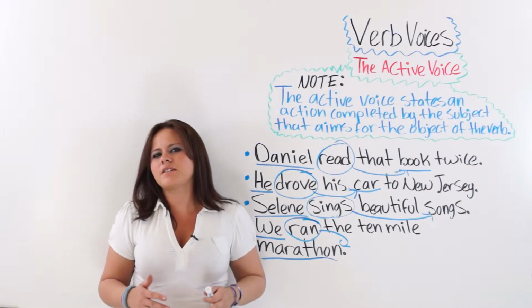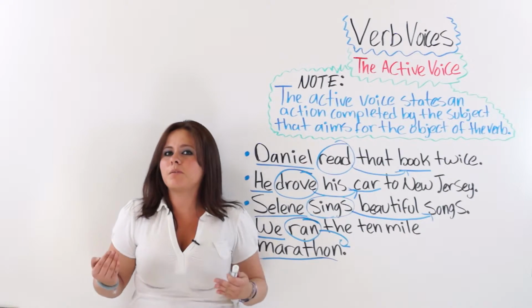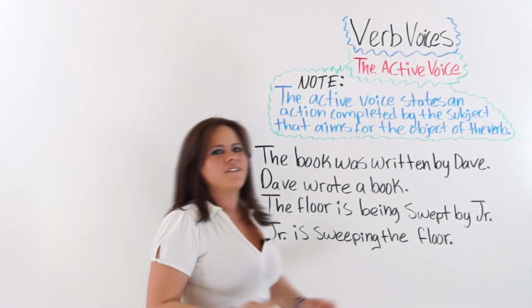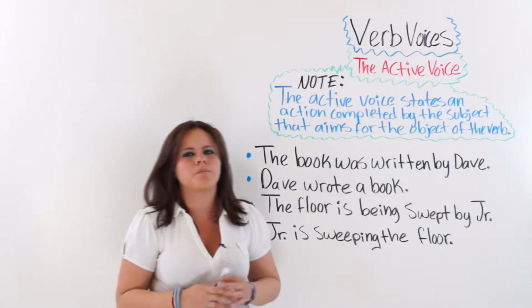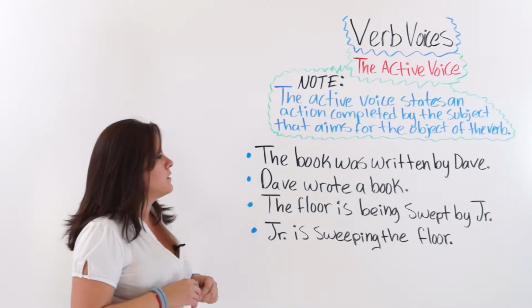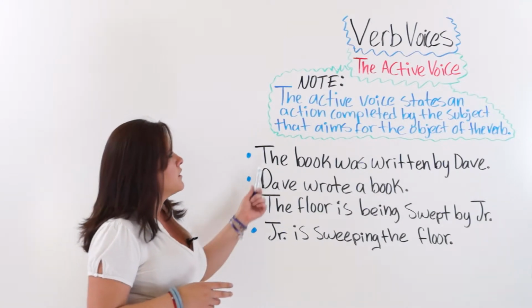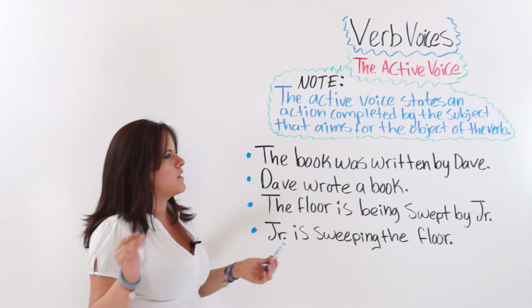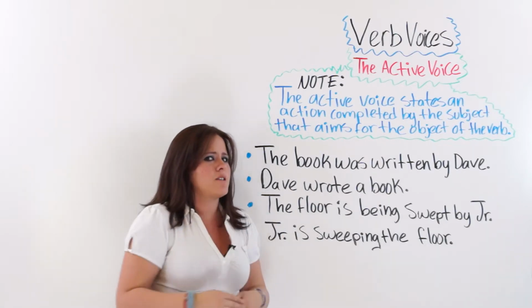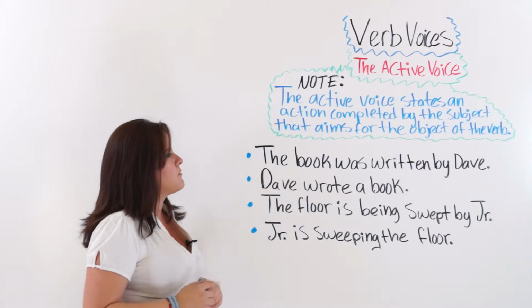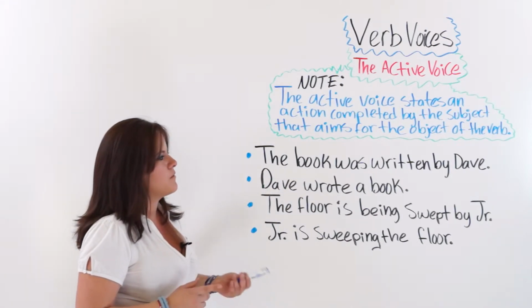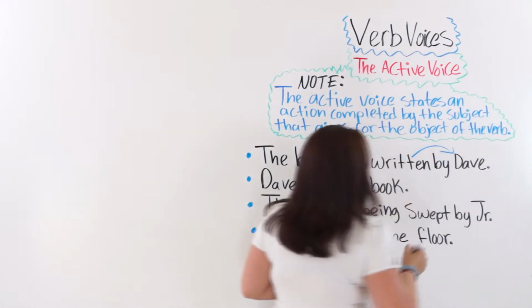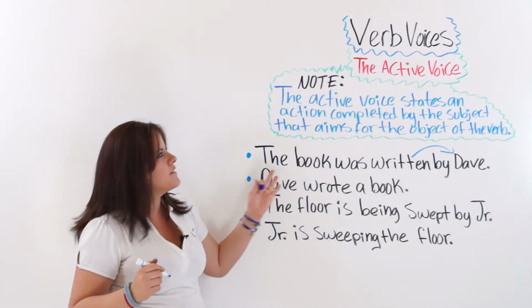Next, I will give you some practice examples and sentences so that you can keep practicing with me. Now I have more practice examples for you. The first one says, the book was written by Dave. Is this the active voice? Remember, the active voice states an action completed by the subject that aims for the object of the verb. The book would be the object. Was written by Dave would be the subject. And this verb is aiming for the subject. So is this the active voice?